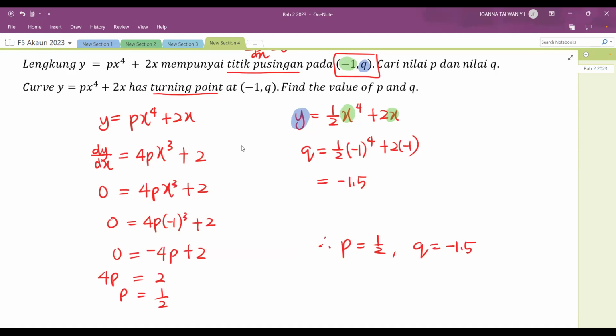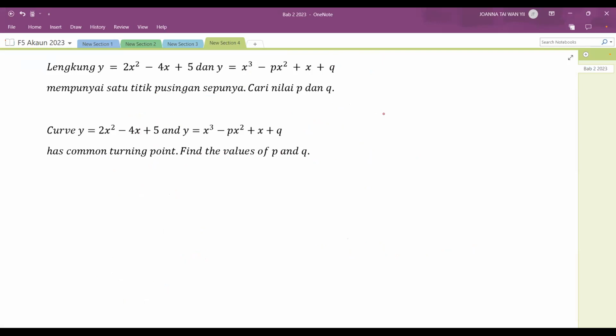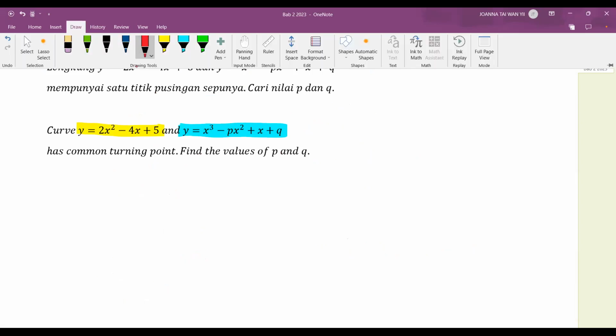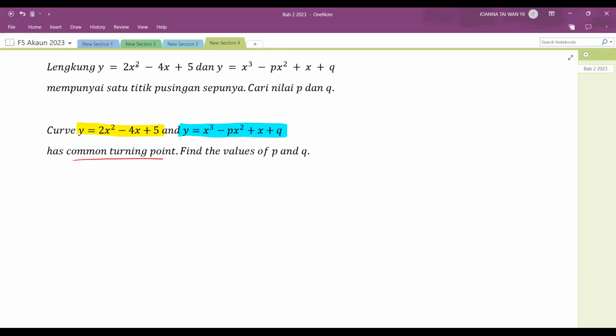Okay, kita upgrade sikit eh. Just now is okay lah, right? We upgrade a little bit. You don't need to do simultaneous, no need. Bukan semua kena buat persamaan serentak punya. Okay, sampai soalan ini. This time, they told you that these two curves, oh ada dua lengkung eh? Satu lengkung quadratic, this quadratic curve, and this is cubic curve. Ini dua lengkung mempunyai titik pusing yang sama. Oh, common turning point. So nampak titik pusing maksudnya apa? Turning point means dy/dx is 0. And then they say both have the same turning point.